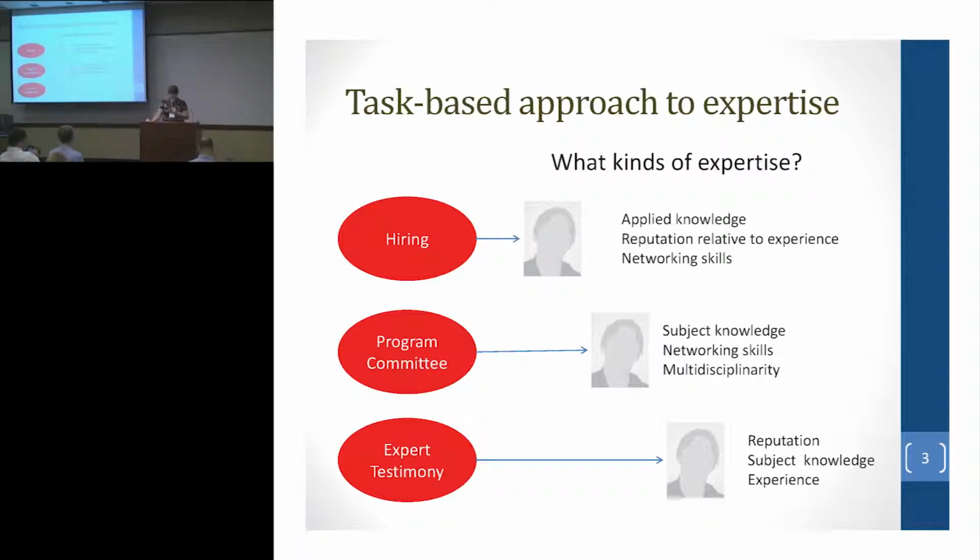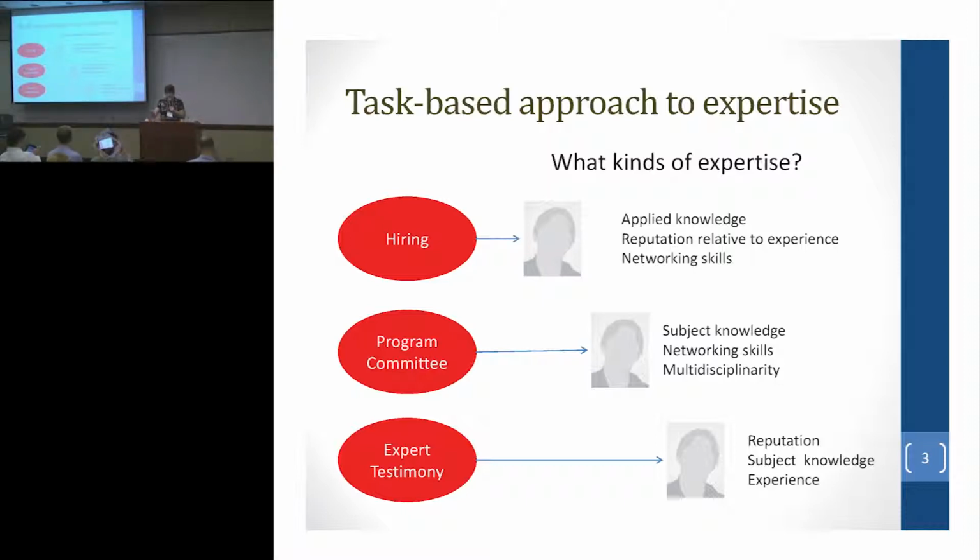For the program committee, we thought things like subject knowledge, obviously in the academic context, networking skills as well, and depending on the conference, some evidence of multidisciplinarity, so kind of disciplinary breadth of the individual. And then for the third one, we thought reputation is very important for this kind of scenario, subject knowledge again, and some years of experience.